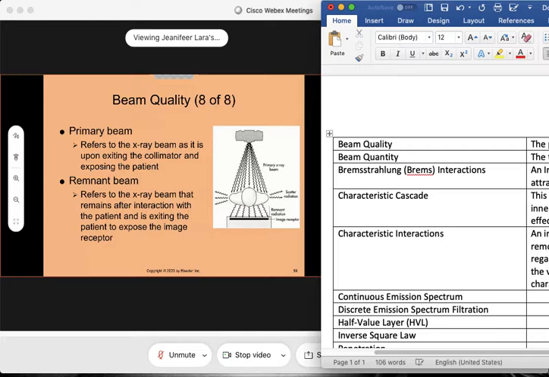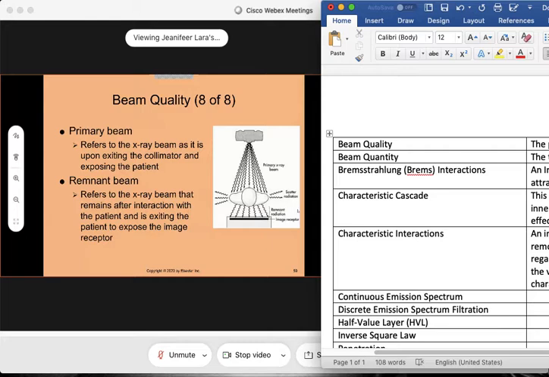Is the scatter radiation considered part of the remnant beam? Scatter radiation is going to be another subject that we're going to talk about, I believe, next chapter. And this actual X-ray never reaches the image receptor, so it's not part of the remnant. It is only the X-rays that reach the image receptor. The primary beam is intended to reach. However, it's the remnant radiation that actually reaches.